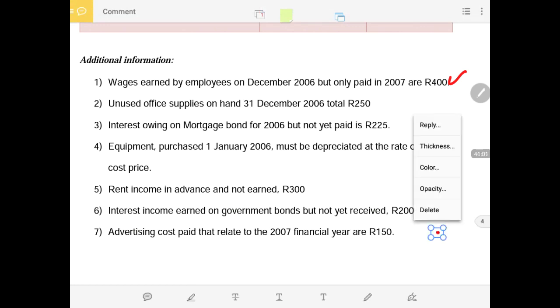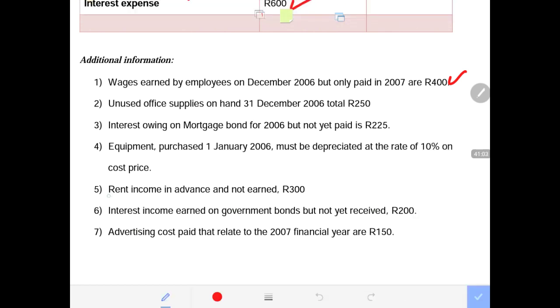Adjustment number 5, we are told that the rent income is in advance and not yet earned. Take note, they say not earned. What does it mean? Meaning we were not supposed to receive the rent. I want to go back to the first adjustment. In the first adjustment, they said wages earned by employees. That means employees were supposed to receive these salaries, but they did not receive them in the year 2006. Hence, it said wages earned.